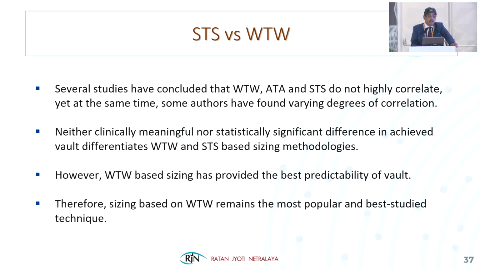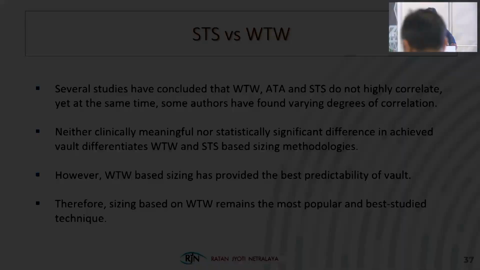So various studies have been done to correlate between the sulcus-to-sulcus diameter, which is the actual place where the lens will sit, and the horizontal white-to-white. But neither clinically meaningful nor statistically significant differences were found in the vault between the white-to-white measurement done manually by the digital caliper or by the UBM. Therefore, sizing based on white-to-white remains the most popular and best studied technique.